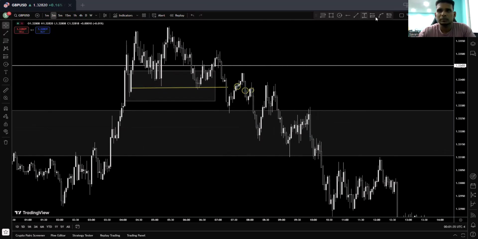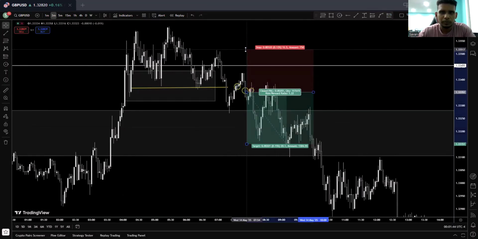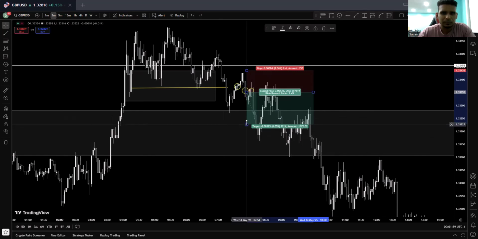So I just wanted to do my projection. Here I entered. This is my initial stop. Once the price started to move in its direction, I changed my stop to this point. But this is my stop, and my target is just this. Not even 1:1.5.